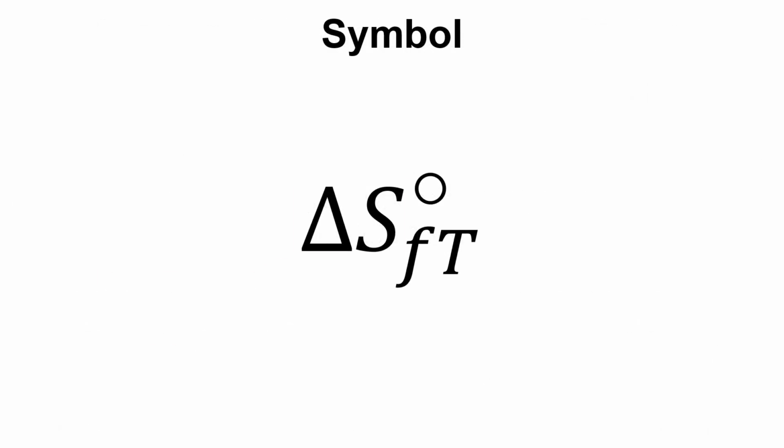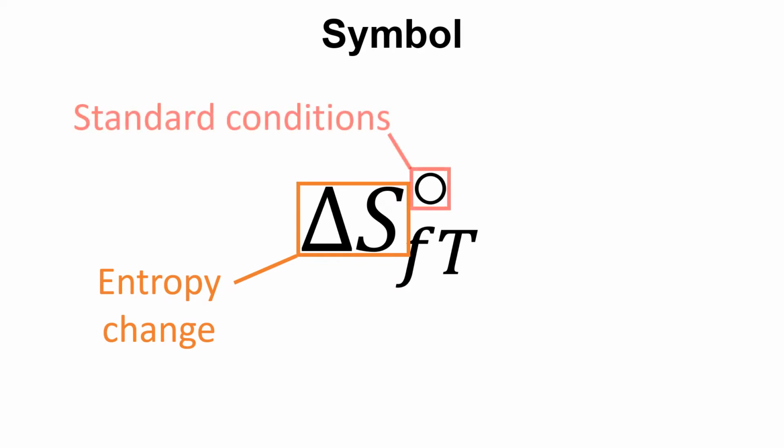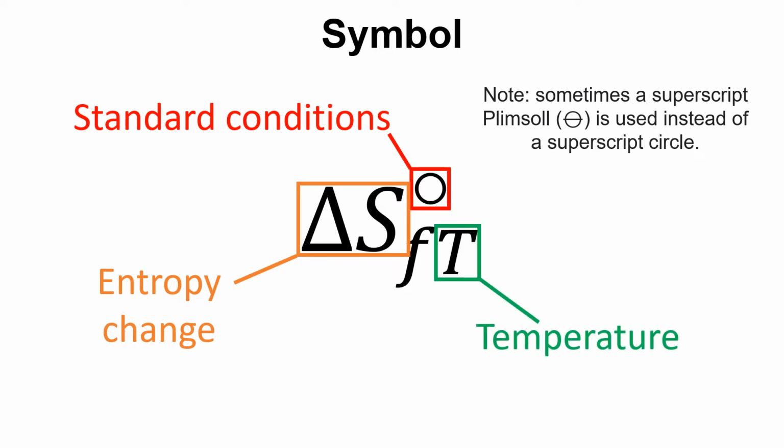In terms of the symbol then, we've got this delta S to represent the entropy change, this superscript circle to represent standard conditions. Sometimes that superscript circle is replaced with a superscript plimsoll. We have a subscript T to represent the temperature at which this is relevant, and a subscript F to tell us that this is to do with formation.